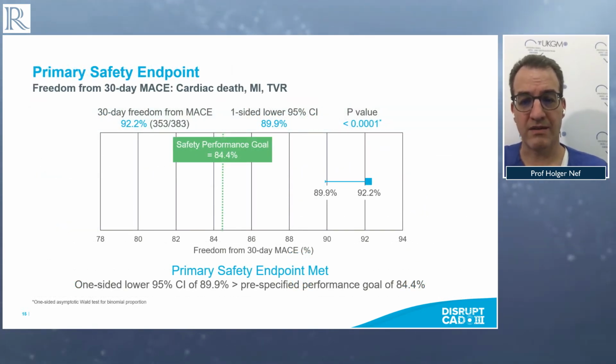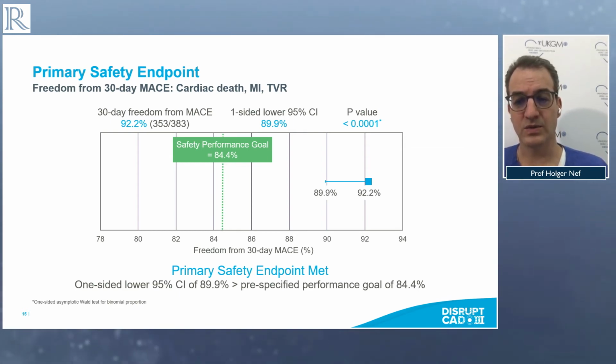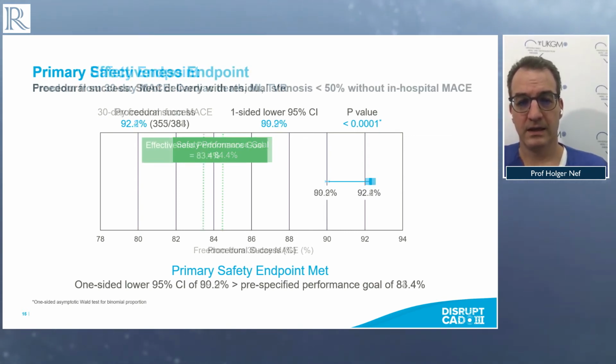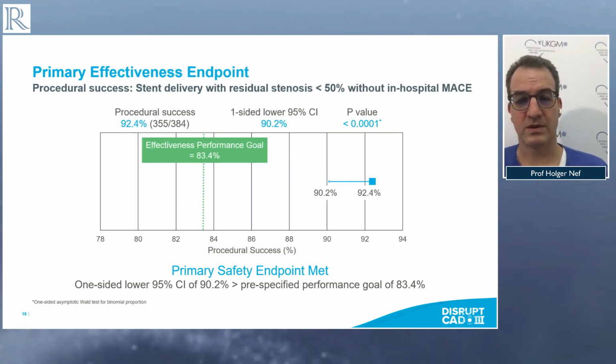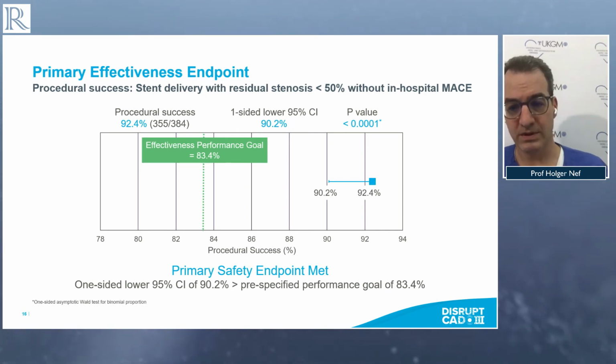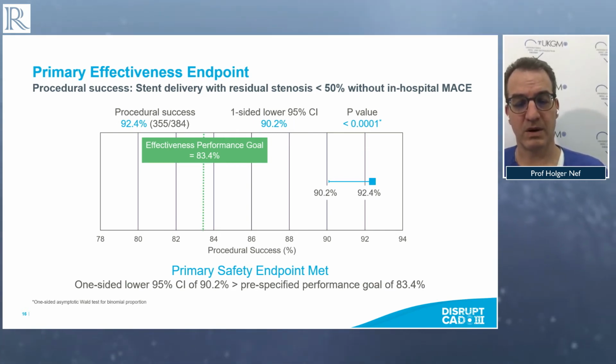This is the primary safety endpoint, which was observed in 92.4%. The lower confidence boundary of 89.9% meets the performance goal. And this is the primary effectiveness endpoint, which was observed in 92.4%. Again, the lower confidence boundary of 92% meets the performance goal.